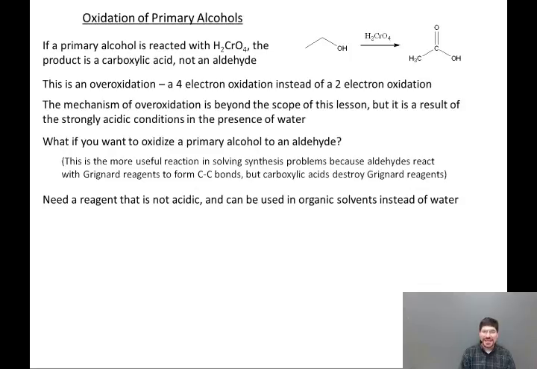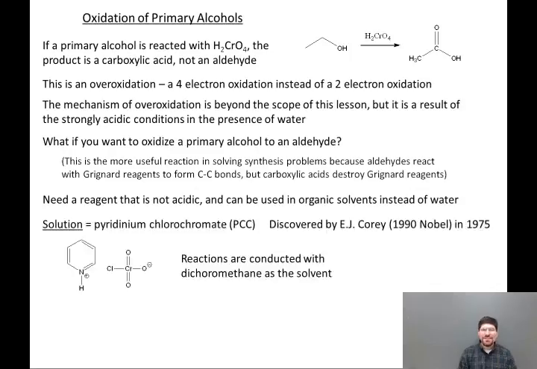Okay, so what you need to be able to get the aldehyde is a reagent that is not acidic and can be used in an organic solvent instead of water. Chromic acid is only really soluble in water. What you actually do is you take a solid chromium trioxide, dissolve it in water, and that gives you H2CrO4. For something that's soluble in an organic solvent, we need something with a little more organic spinach on it, so to speak. And the solution that was developed is a rather elegant one, and it's called pyridinium chlorochromate.